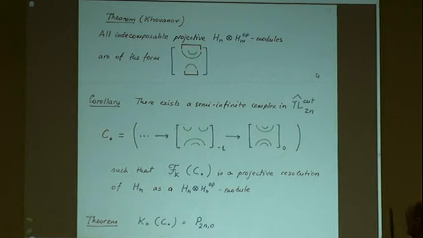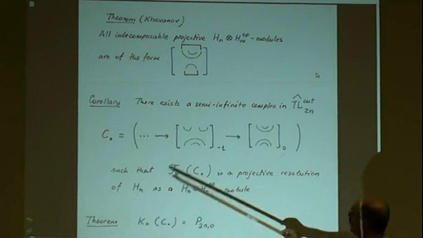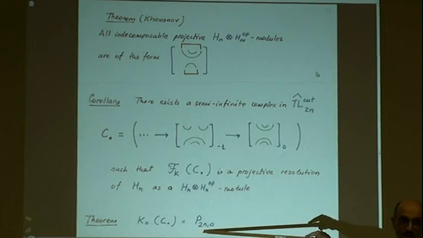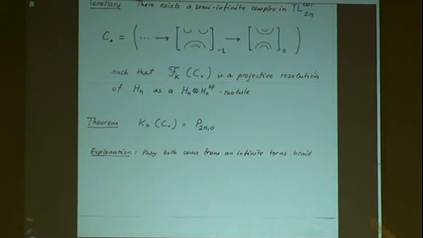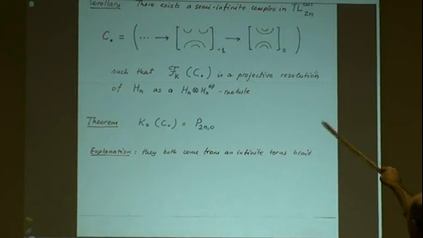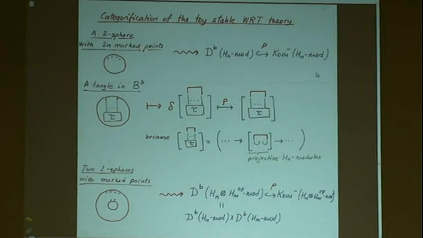So, at the end, we will prove that K0 of this resolution is the projector PN0. And the reason is because the projector and the resolution both come from the infinite braid. This infinite torus braid yields its Khovanov complex in the universal category, yields this thing, and its Kauffman bracket is that. So, categorification of the toy WRT.